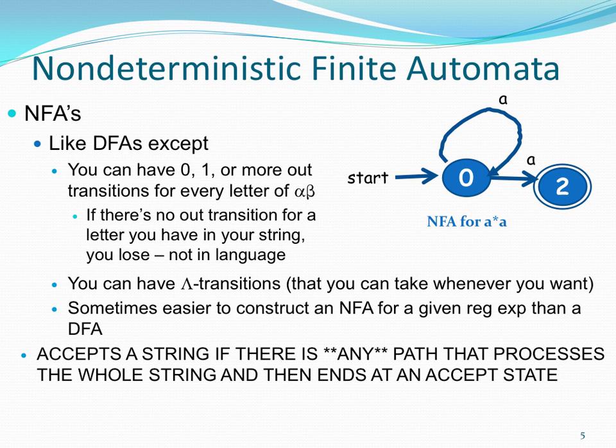One way is I could start at state 0 and take this loop and I'm still at state 0, and I've used up that A, and I say, oh, not accepted. But it accepts if there's any path that ends in an accept state. So if instead I take my A and decide to take this path today with that single A, that leaves me at state 2, which is in fact an accept state. So the string A is in fact in my language.